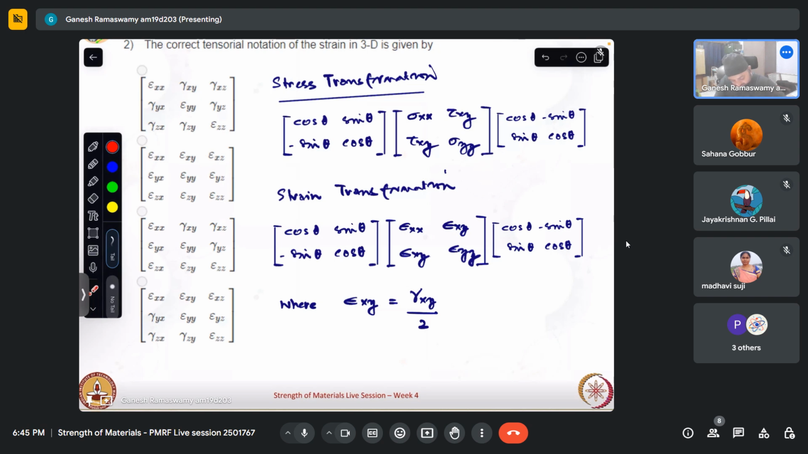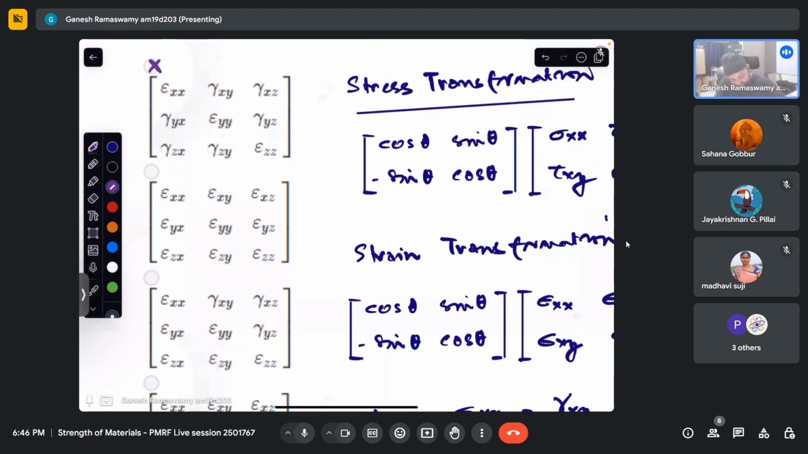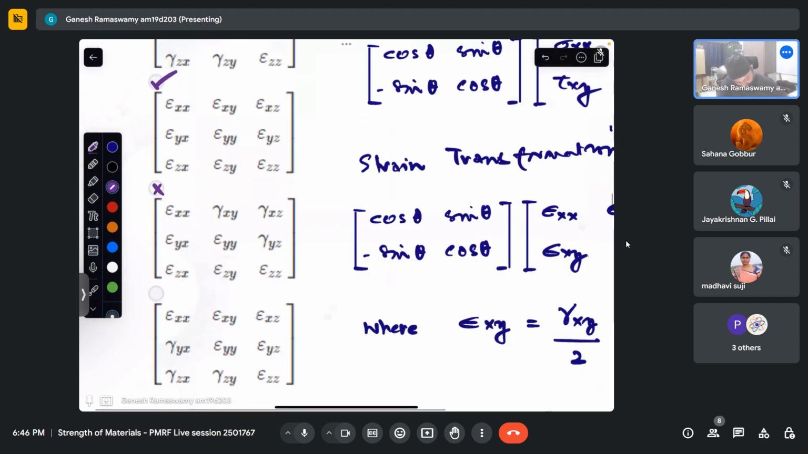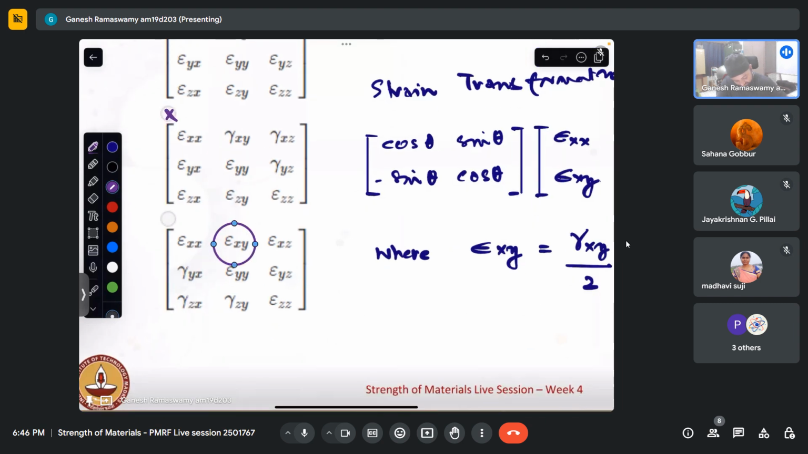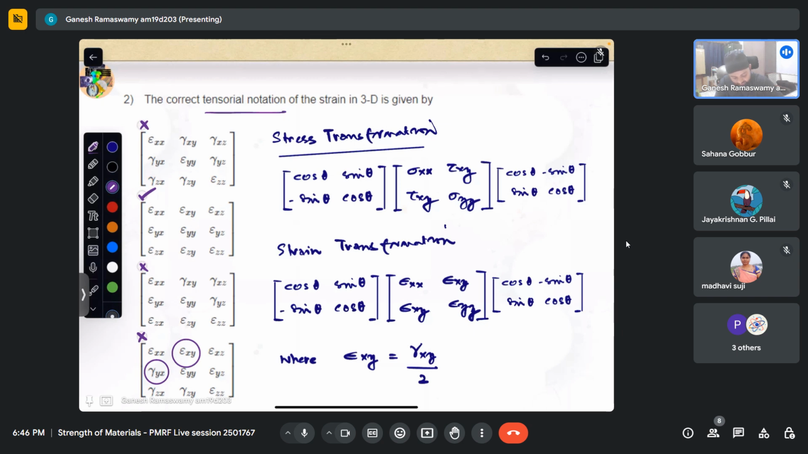With that light, just extending this to 3 dimensions, we will be able to see that this is not a tensor because we have gamma xy. Essentially, it should be gamma xy by 2 and gamma yx by 2. But since it is given as a whole, this is not a tensor. This is the tensor. This also isn't. And here we have epsilon and gamma placed in the same matrix. So this is also not a tensor. So the correct tensorial notation for strain in 3 dimensions is this.